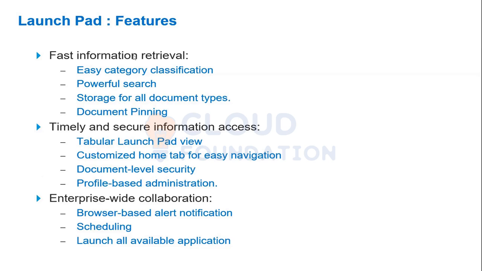The second feature is timely and secure information access. The information is very much secured here. Tabular Launchpad views, a customized home tab for easy navigation. The tabs can be customized based on our requirement and preference. There is document level security. We can apply security at the report level so that only the users who need access will get access to those reports.